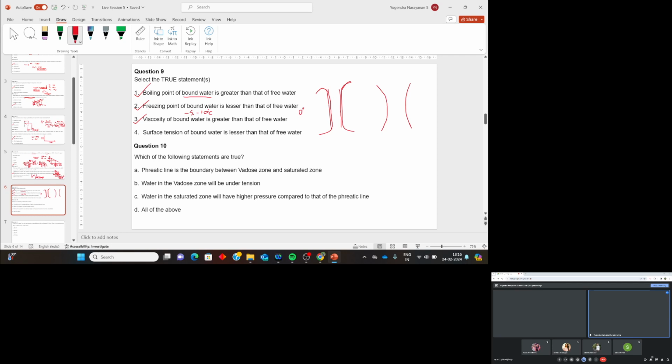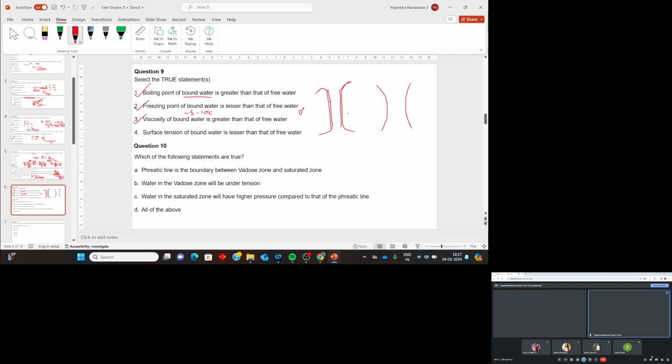So whenever there is absorbed water, there will be an extra energy that you have to supply, or there will be an extra force which will bind the soil grains and the absorbed water together. So whatever the process that you need to achieve, be it boiling or freezing or movement or surface tension, in the sense of capillary rise, you have to impart more energy.